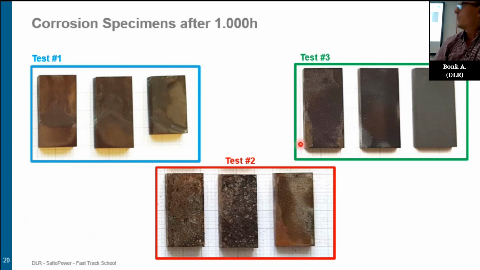Test condition 3, the same temperature as in red, applying a different gas phase. You see that the surface suddenly looks very clean again. You have some spalling here at the edges, but in principle, this is very comparable to test number 1, just by a change of gas composition at a very high temperature.